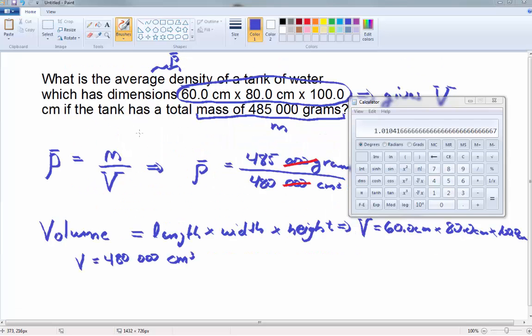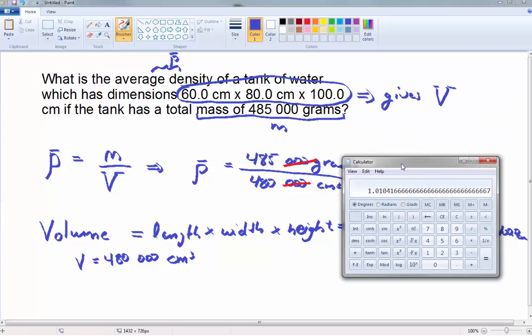Well, looking at this example, you could look at these numbers and see there's 3 significant figures here, there's 3 significant figures here, there's 4 significant figures here, and there's somewhere between 3 and 6 significant figures here. We don't know if these zeros are significant or not.